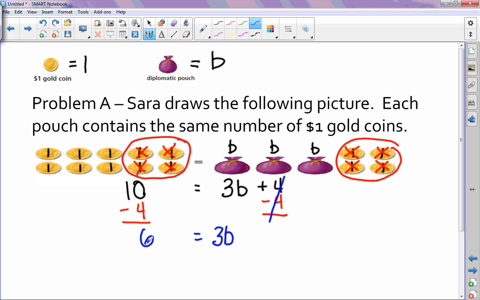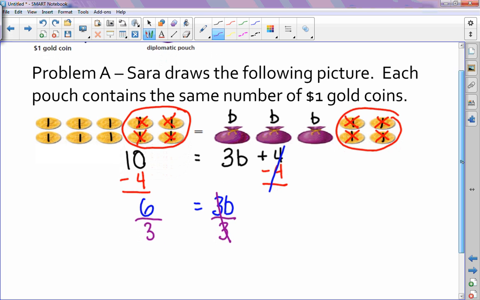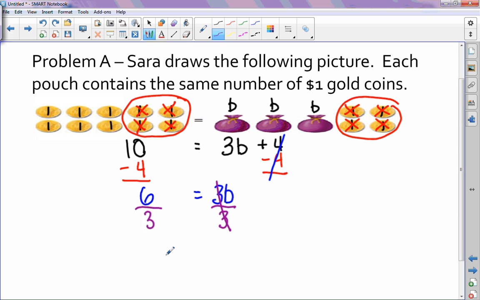So now we're down to a one-step equation. I have 6 coins equals 3 bags. So that 3 and that B are attached by multiplication. The inverse, or the opposite, of multiplication is division. So what I do to one side, I'm going to do to the other. So I'm going to divide each side by 3. So these 2 3's will cancel out. And I am left with 6 divided by 3, which gives me 2. So 2 equals B.